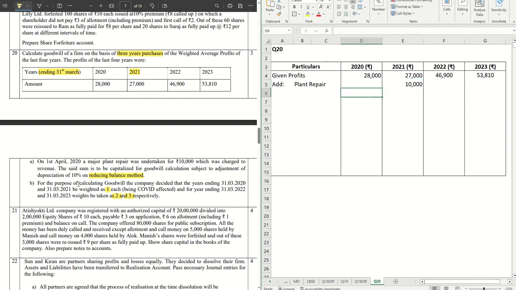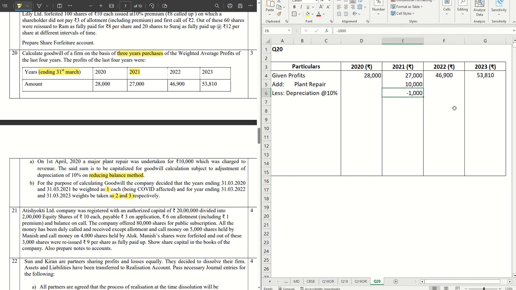And now we have to charge depreciation. So starting from this year, we have to charge depreciation, and that will be subtracted. That hasn't been done yet. So less depreciation at the rate 10% on written down value. Now, one thing is easy for you. The major repair was done on 1st April itself. So for the first year, the depreciation will be on 10,000 for the full year. Easy to calculate. 10% of 10,000 is 1,000. So straight away, we write a negative figure here.